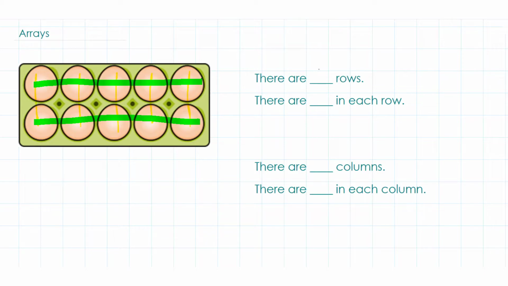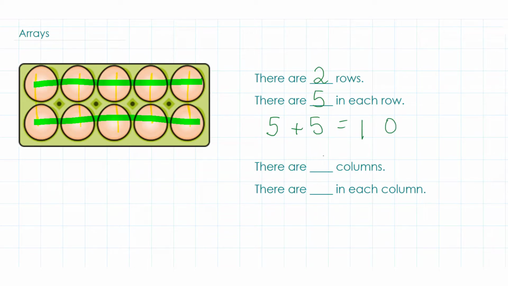So let's complete these sentences and think about how we can find the total number of eggs in the tray. There are how many rows? There are 2 rows we saw in green going across, and there are how many eggs in each row? There are 5 in each row. So how would we find the total then? What would we add together? There are 2 rows of 5. There are 2 groups of 5 eggs. That's 5 plus 5. And 5 plus 5 is equal to 10. So there are 10 eggs altogether.